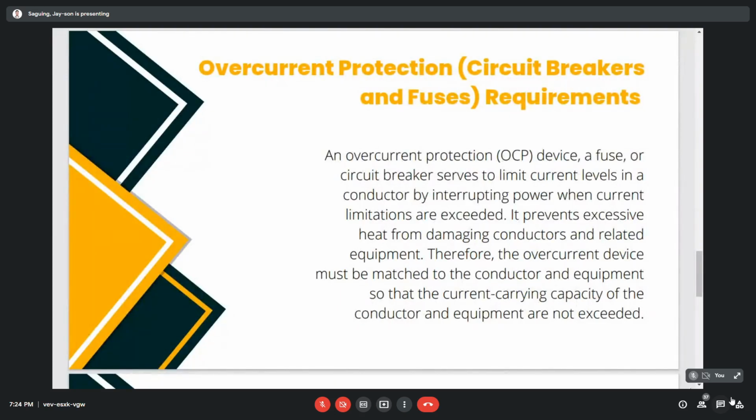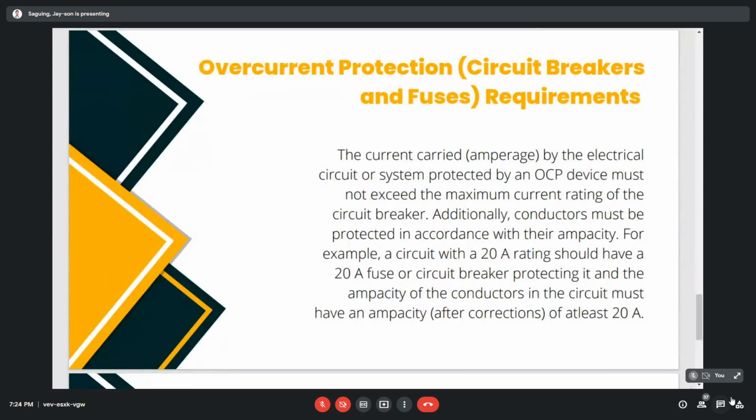So next, the current carried, or amperage, by the electrical circuit or system protected by an OCP device must not exceed the maximum current of the circuit breaker. Additionally, conductors must be protected in accordance with their ampacity. For example, a circuit with a 20 ampere rating should have a 20 ampere fuse or circuit breaker protecting it, and the ampacity of the conductors in the circuit must have an ampacity after corrections of at least 20 ampere.